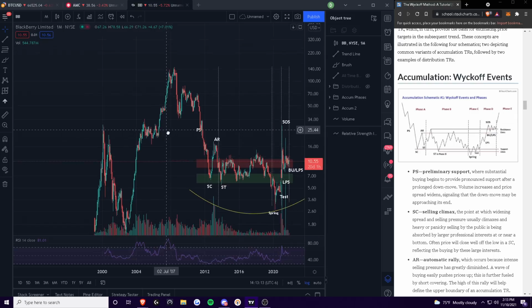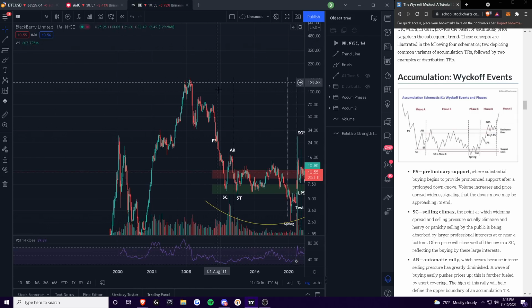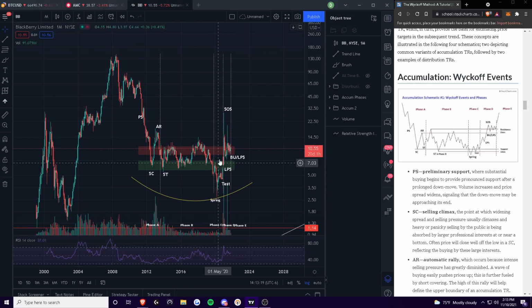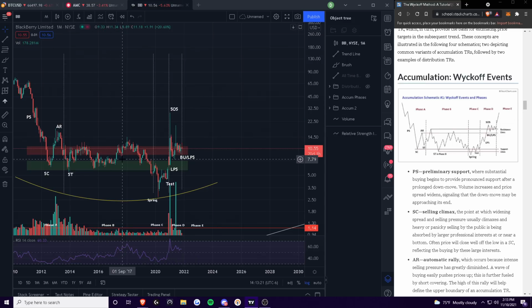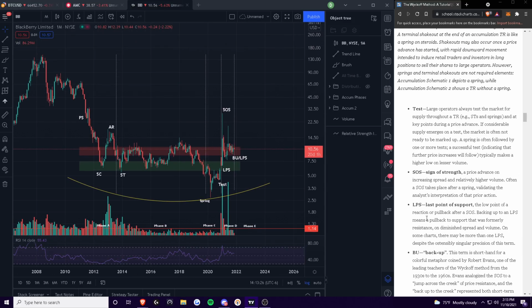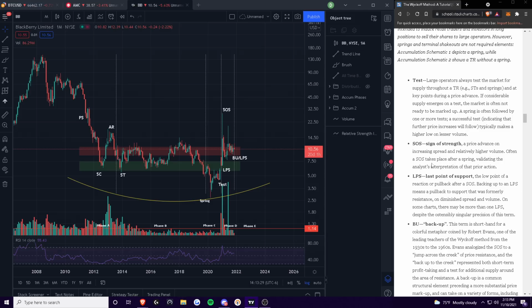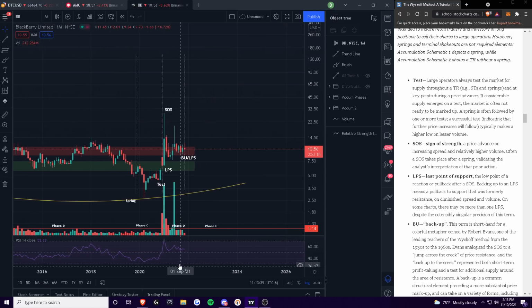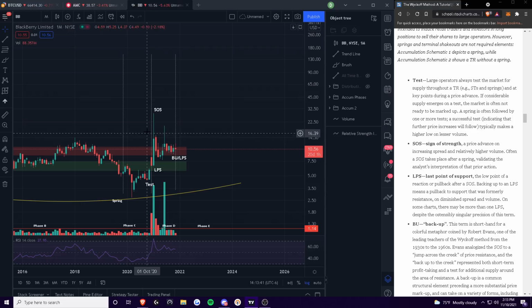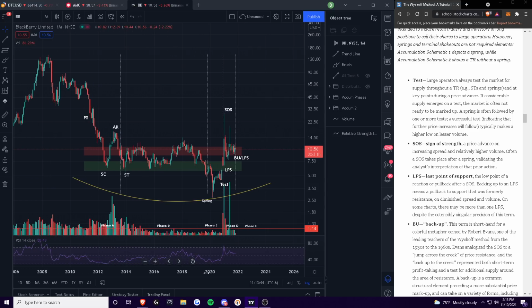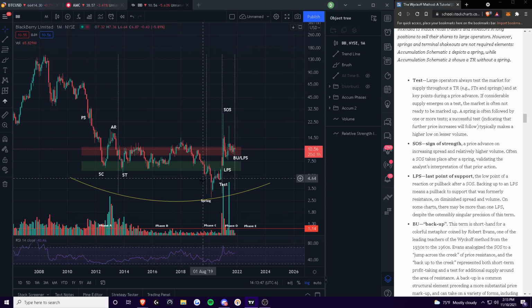A campaign to create bullish sentiment in the time when they're selling and bearish sentiment in the time when they're accumulating. And then they want to create a sign of strength, which we can talk about, a price advance on increasing spread and relative higher volume. Often an SOS takes place after a spring, validating the analyst's interpretation of that prior action, right? So basically, this big move up is a sign of strength, just like the COVID crisis was a spring, right?